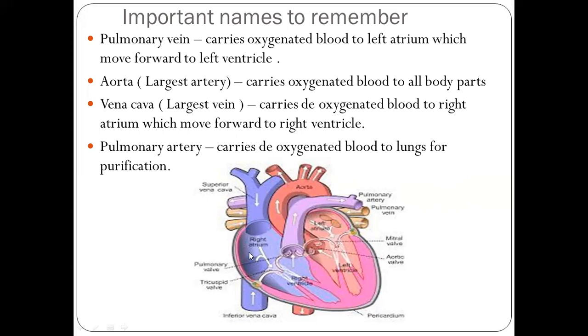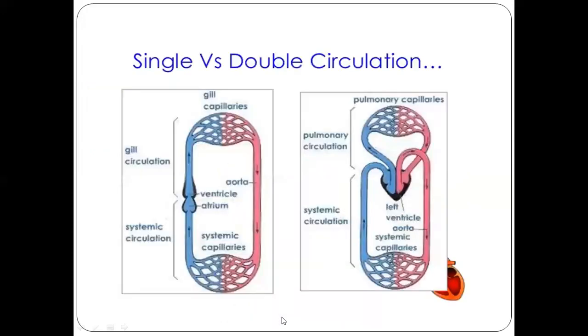Then the vena cavas. Here we can see two vena cavas: one is the superior vena cava and the next is the inferior vena cava. The superior vena cava and inferior vena cava carry the deoxygenated blood to the right atrium, which moves forward to the right ventricle. And the pulmonary artery carries the deoxygenated blood to the lungs for purification. So the double circulation takes place.